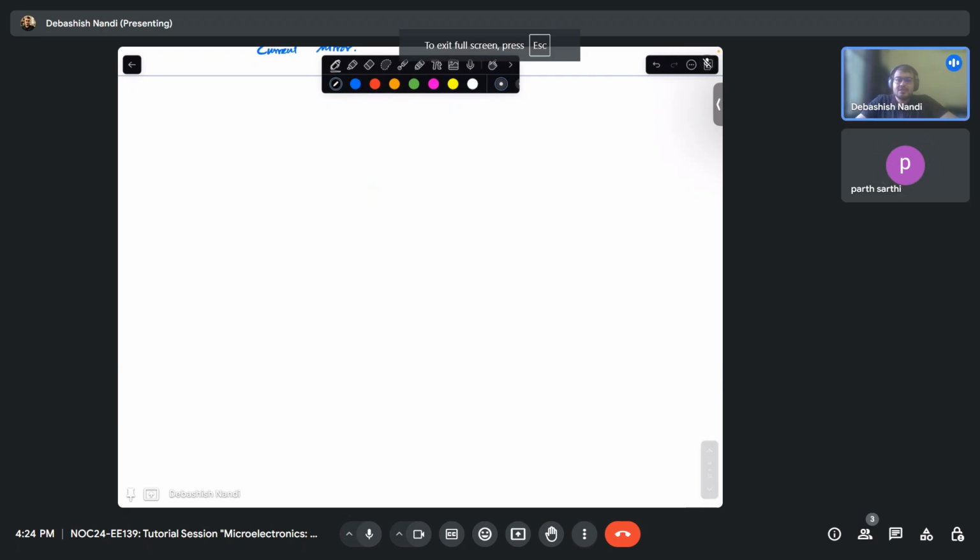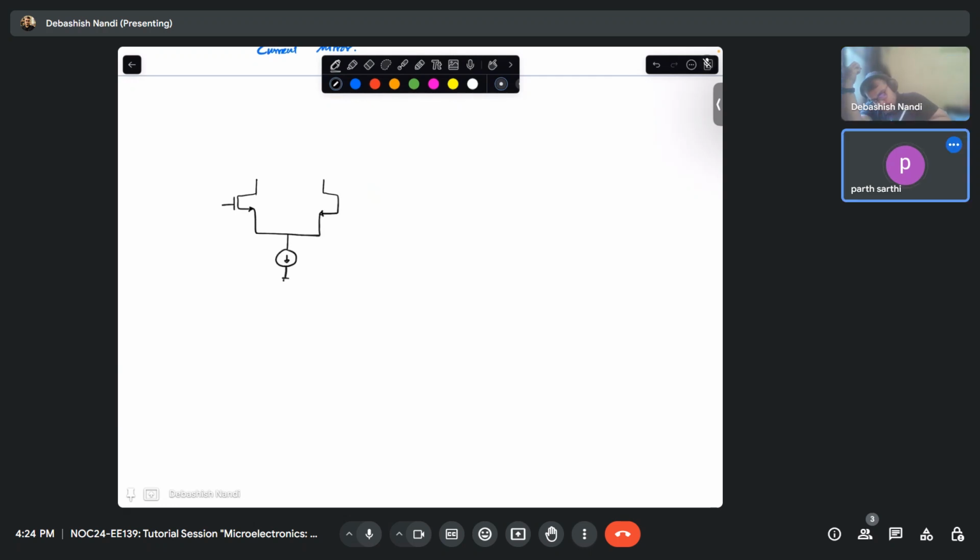Now let us discuss what should be on the top side. How should you bias that? So far we have seen this is I0, this is V1, this is V2, M1 and M2. M1 and M2 are matched. Why are they matched? Why do we match M1 and M2?